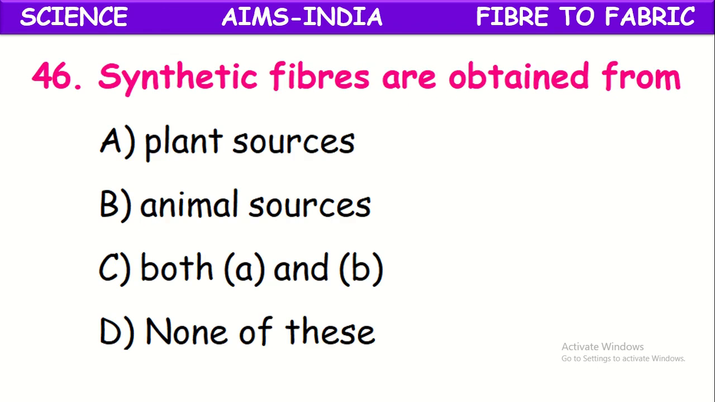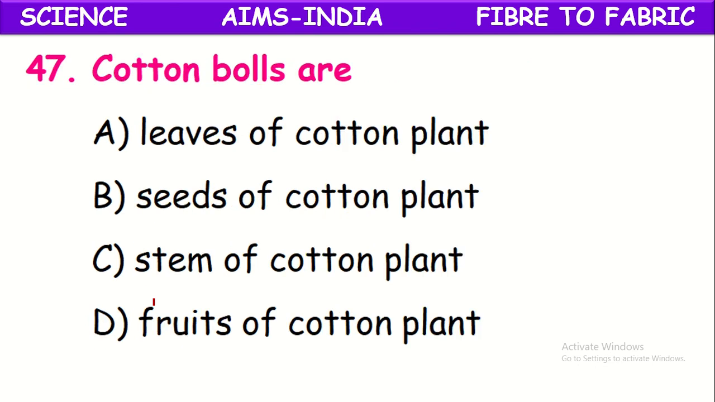Next, synthetic fibers are obtained from where? Synthetic fibers from the chemicals. See here, plant sources, animal sources, both A and B are given. But synthetic fibers are obtained from chemicals and they are prepared in the laboratory, not from the natural sources. That's why you can say here none of these. Next, cotton balls are leaves of cotton plants, seeds of cotton plants, stem or fruits. Cotton balls are fruits of the cotton plant. They give cotton fiber.